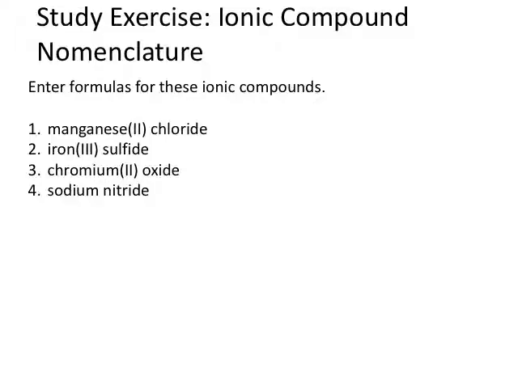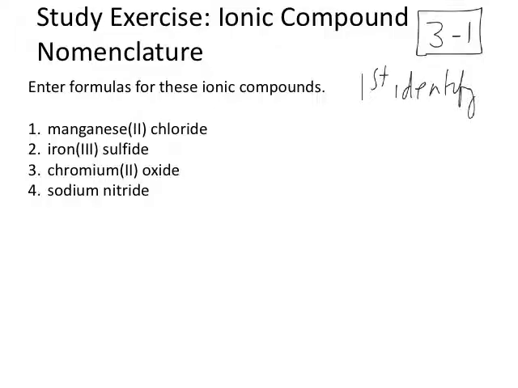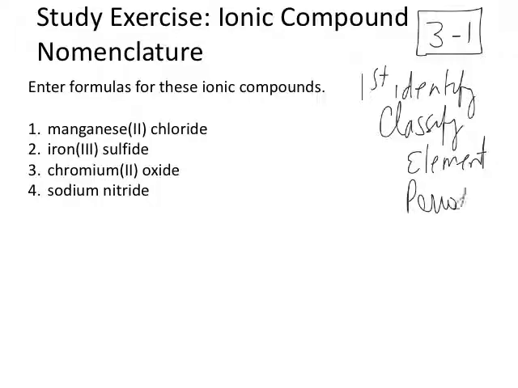Okay, so first let's talk about the ionic compound nomenclature. You need to be able to take a name and write its formula correctly. This is problem 3.1. Now, the first thing you need to do is identify or classify the element. And how you do this is you look at the periodic table. So when I look at the periodic table, I first find manganese.